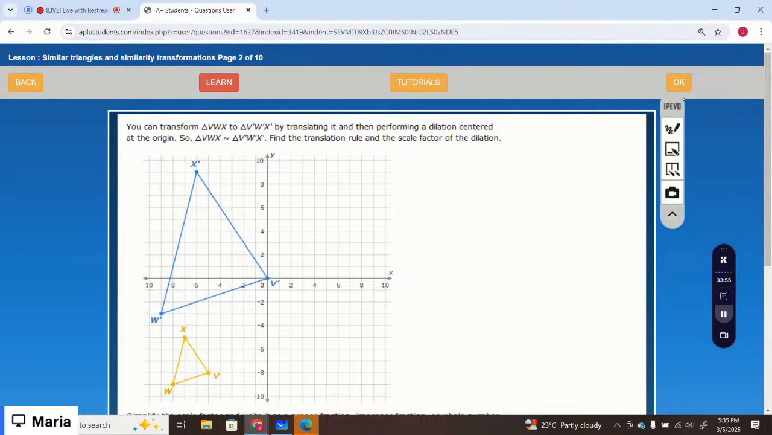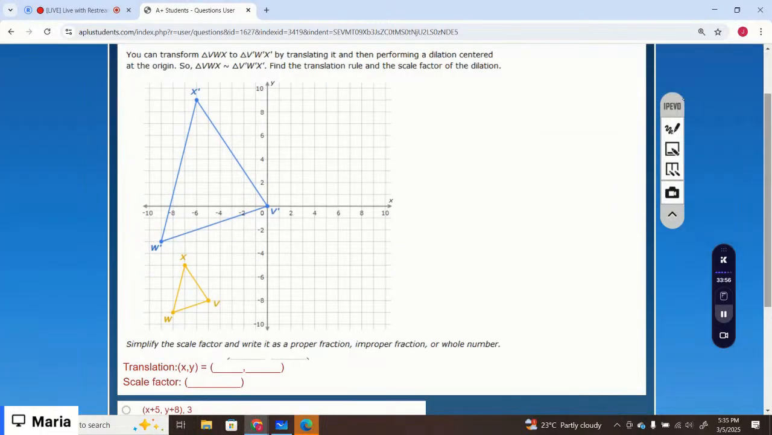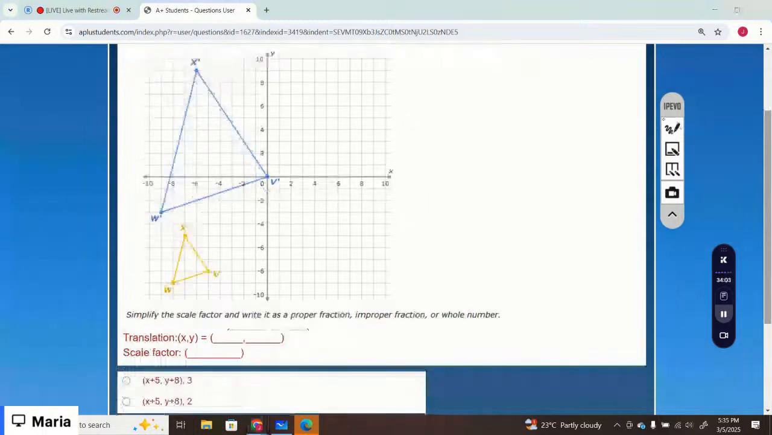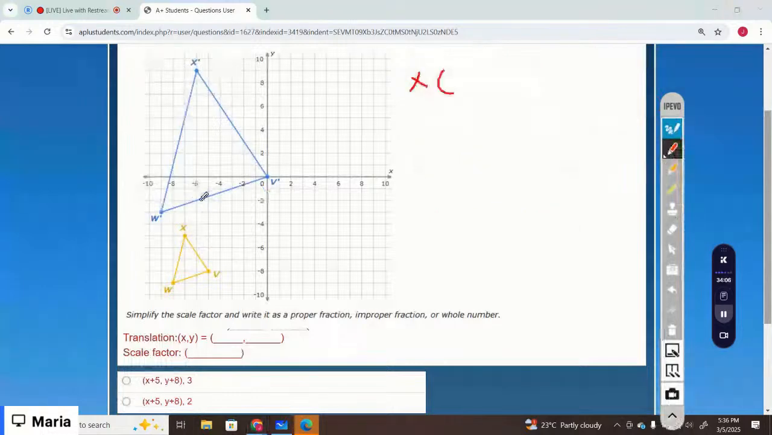You can transform triangle VWX to triangle V dash W dash X dash. Let's just see the coordinates. The coordinates of X are -7 and -5. The coordinates of V are -5 and -8. The coordinates of W are -8 and 9.